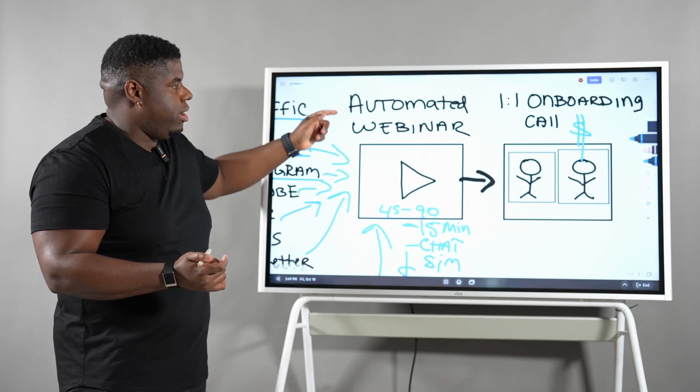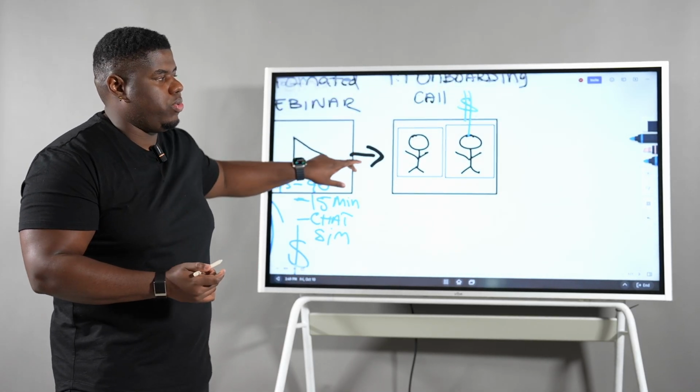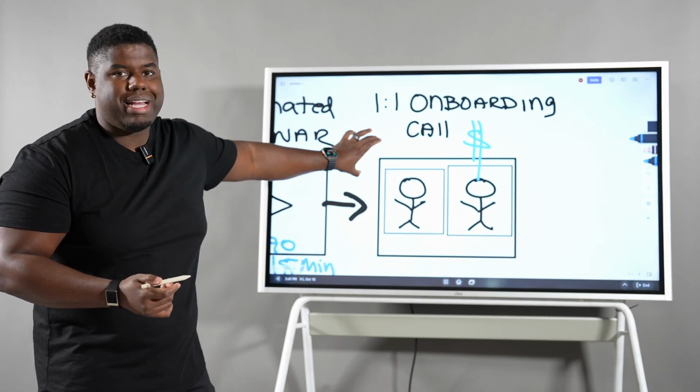So with the automated webinar, they watch a 45-minute to 90-minute presentation. After the presentation, that's when you actually get on a Zoom call with the person, but that's because they've already paid you.